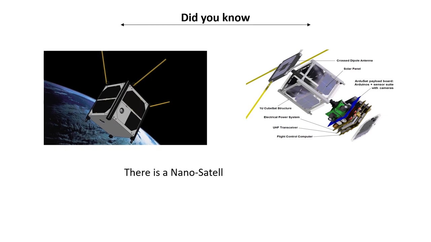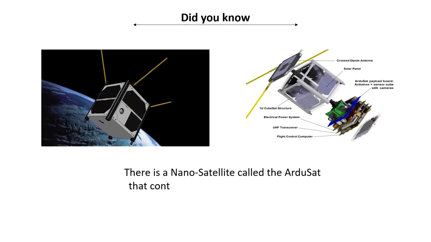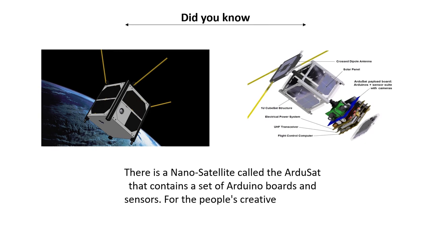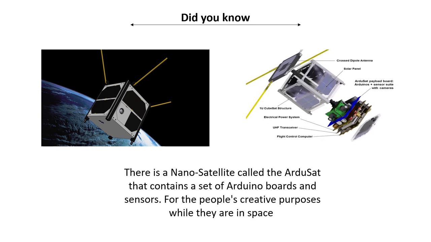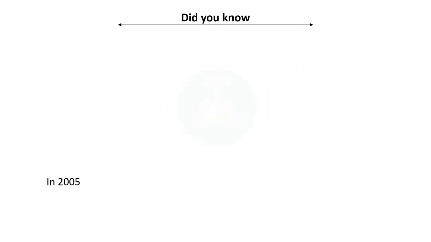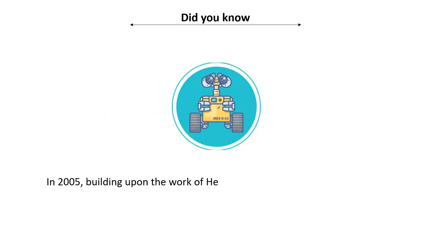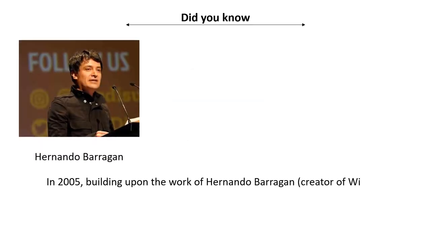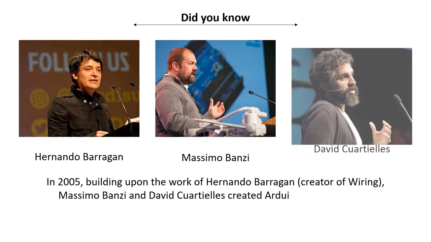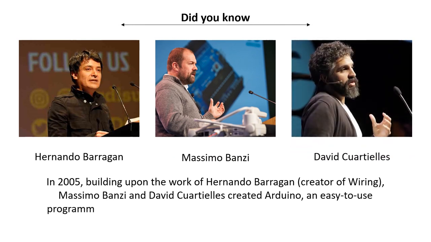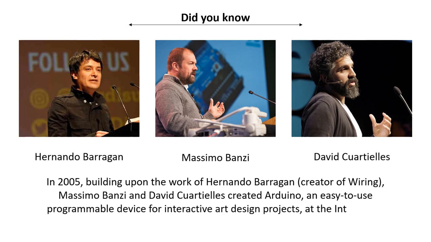There is a nano satellite called the Arduino that contains a set of Arduino boards and sensors which will be used for people's own creative purposes while they are in space. In 2005, building upon the work of Hernando Barragan, the creator of Wiring, Massimo Banzi and David Cuartielles created Arduino, an easy-to-use programmable device for interactive art design projects, at the Interaction Design Institute Ivrea in Ivrea, Italy.